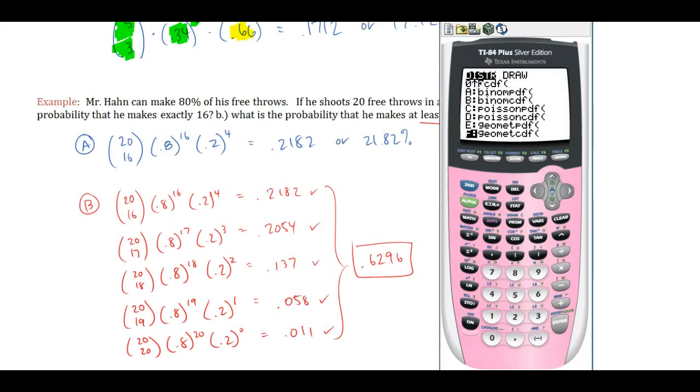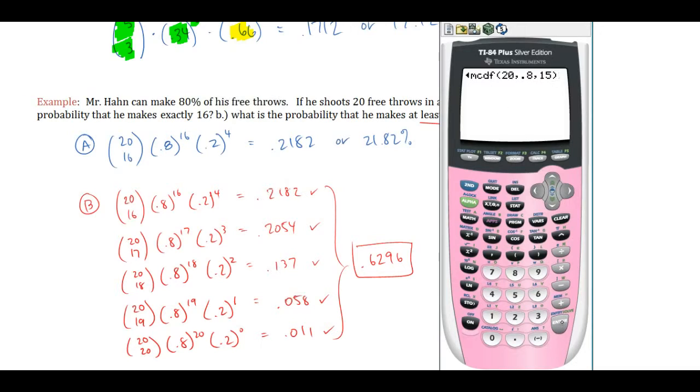The other way I could have done this is if I go to distribution and hit binomial CDF, that will add up from 0. It always starts from the low end. So it will go from 0 makes, so Han makes 0, all the way up to whatever I tell it the X value is. So I could say again, he's got 20 trials and his probability of making is 80%. And then I wanted 16 to 20. So this is kind of weird. You have to be careful. It'll go 0 to whatever. So I want it to figure out from 0 to 15.